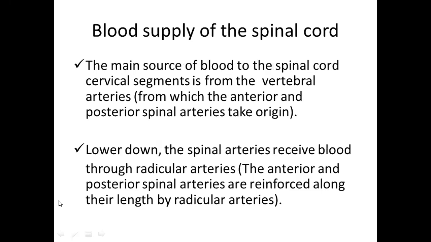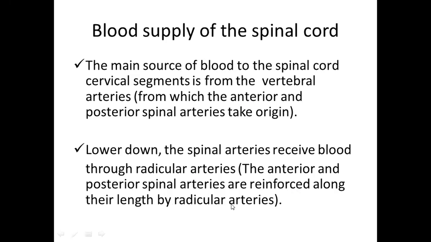So the main source of the blood supply to the spinal cord in the cervical segment is from the vertebral arteries through the anterior and posterior spinal arteries. The flow in the anterior and posterior spinal arteries in the cervical region is prominent, while lower down the spinal arteries receive reinforcement by the radicular arteries. So the anterior and posterior spinal arteries are reinforced along their length by radicular arteries.